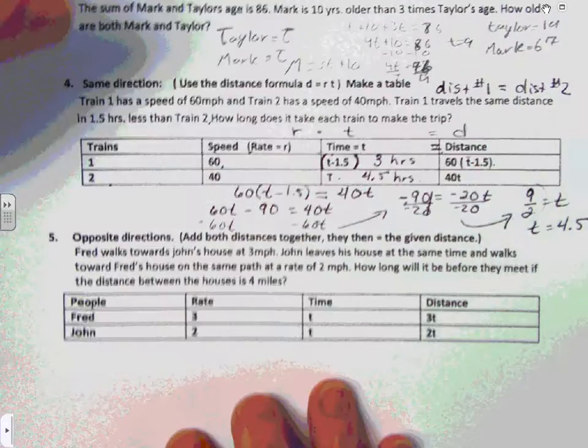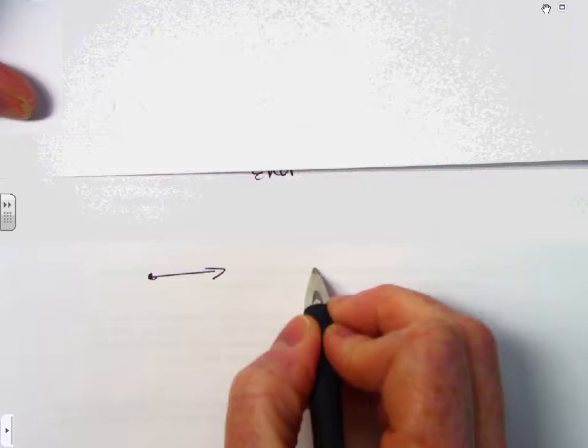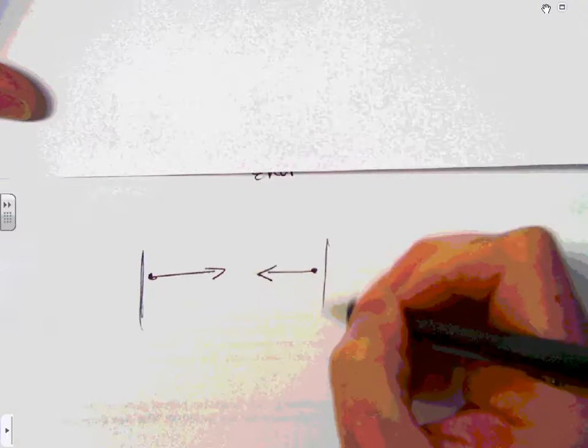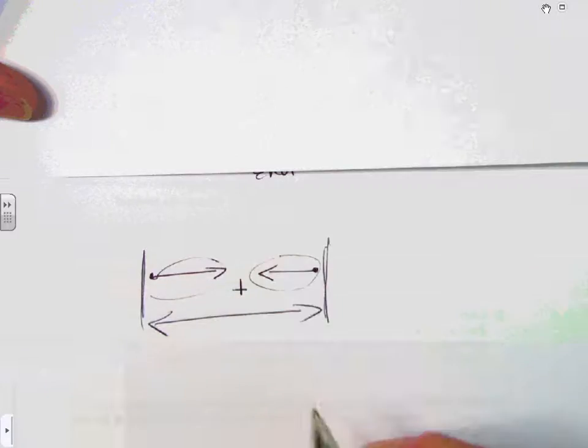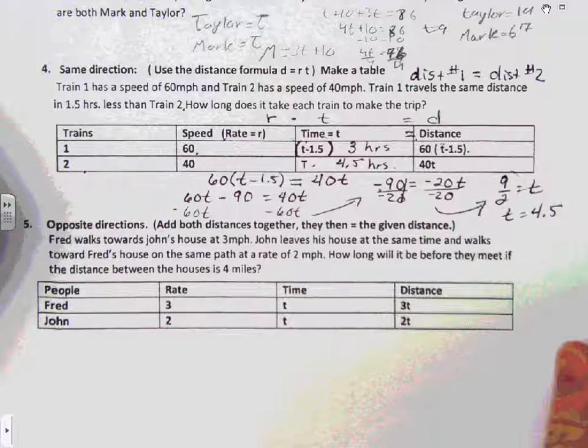Opposite direction problems are like that. You're going to have things going in the opposite direction, so I would have something here going this direction and something here going this direction. Their total distance from here to here would be the adding of this piece to this piece, right? So that's the strategy on opposite directions. So let's fill in this table and do that strategy.